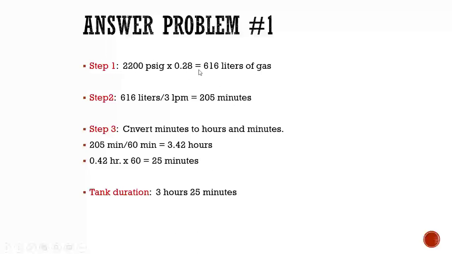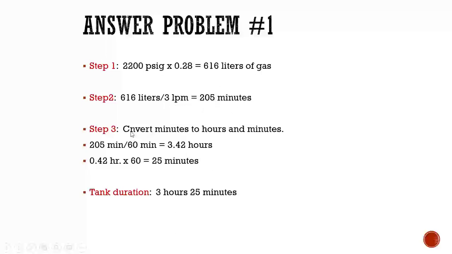Times the 0.28, which is the conversion factor for the E tank, is 616 liters of gas, okay? For step 2, you take your 616 liters, which you got from here, and you divide it by the 3 liters per minute that you know John needs, okay? So that's what's getting delivered to your patient. That brings us to 205 minutes.